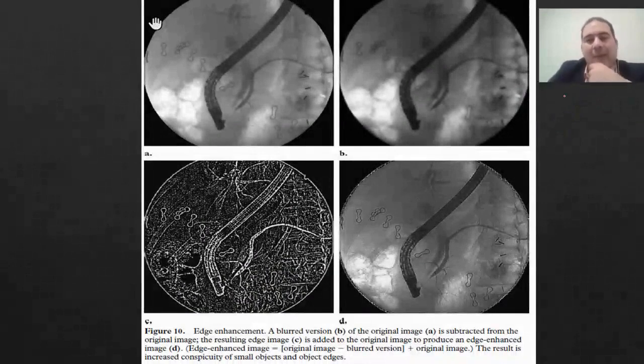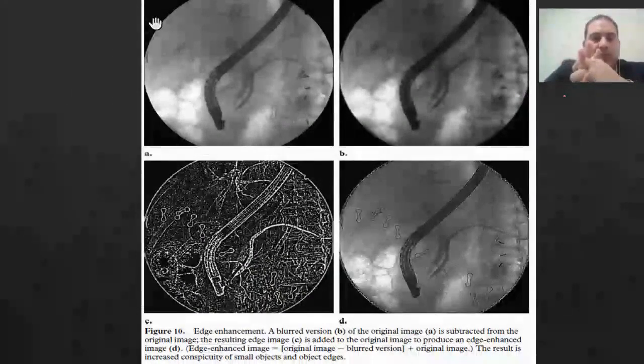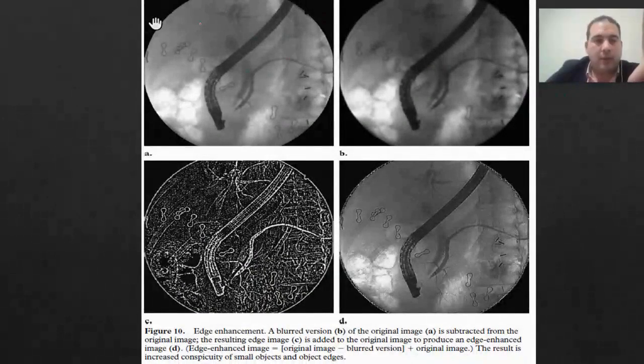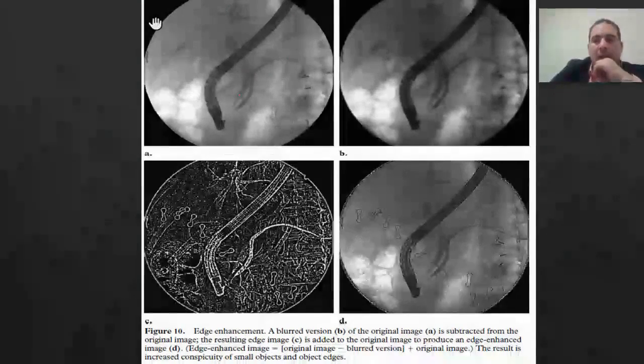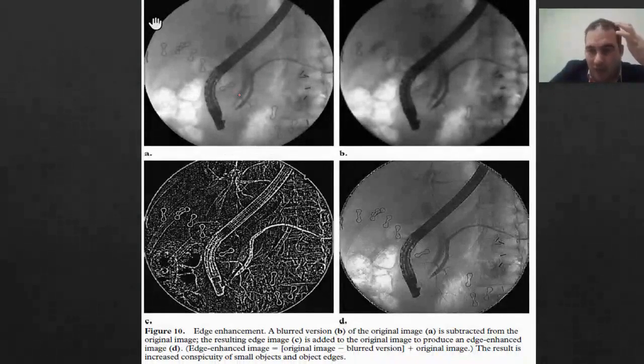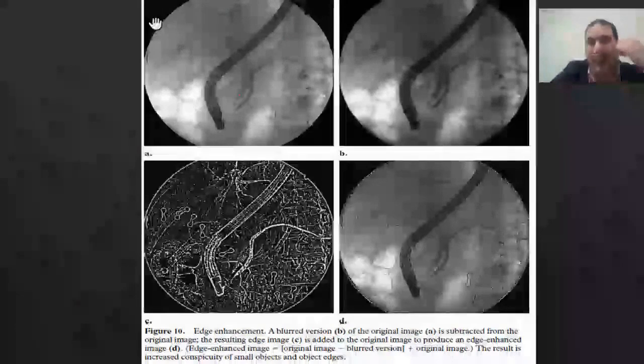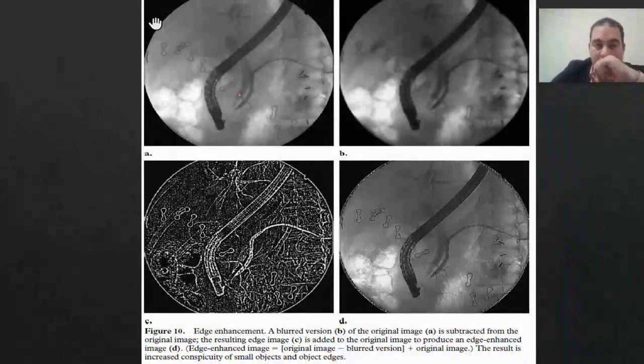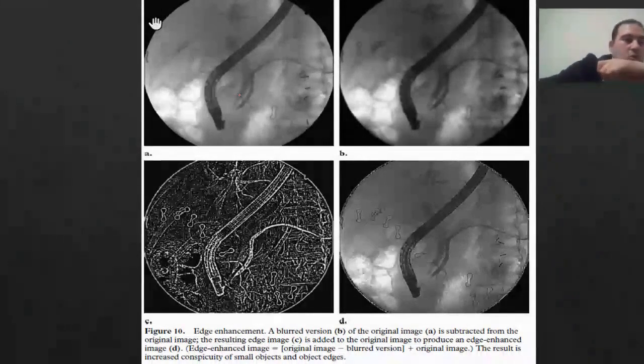There are some filters that have a feature called edge enhancement. What is edge enhancement? It is a process where you have an image like this, and the field of image processing is very important and has helped us a lot in solving many problems in images and enhancing image quality.